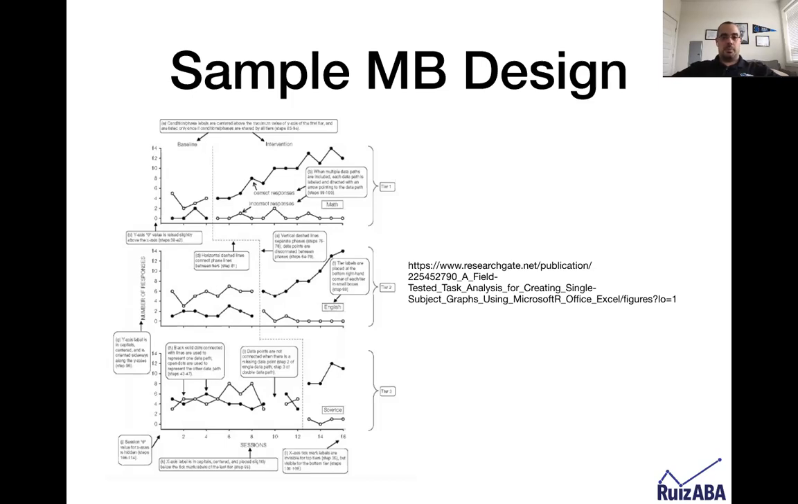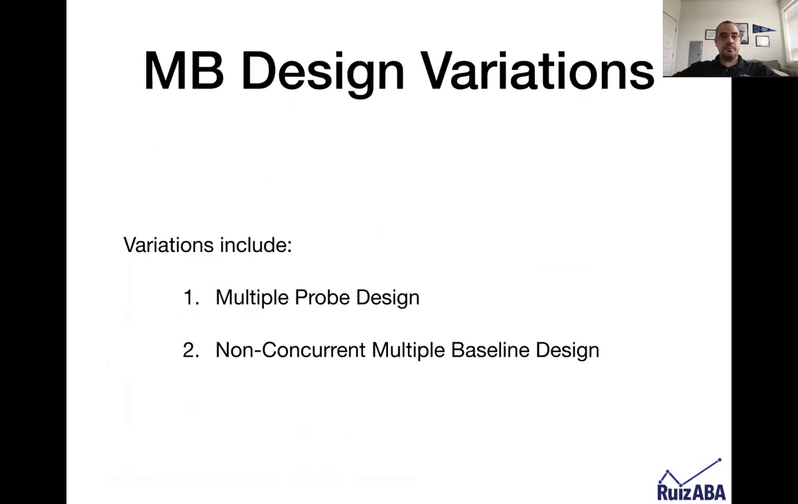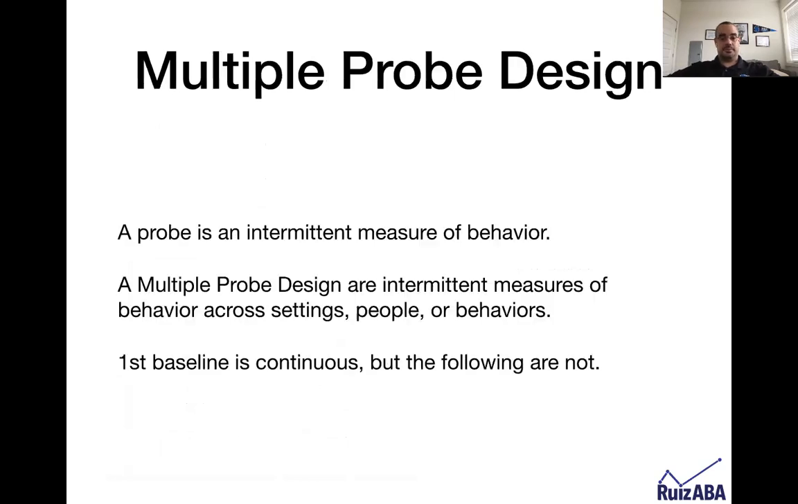So that would be what a multiple baseline design across settings would actually look like. Now, the multiple baseline also has some variations, namely the multiple probe design and the non-concurrent multiple baseline design. And those variations operate in a similar fashion as the multiple baseline, but like I said earlier, the data collection is different. First, in the multiple probe design, a probe is defined as an intermittent measure of behavior.